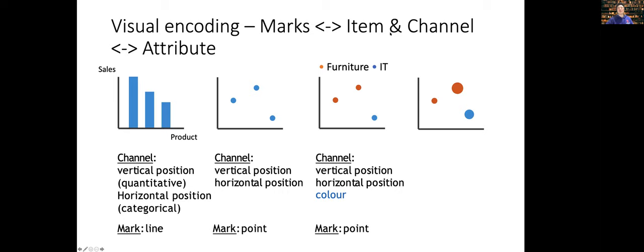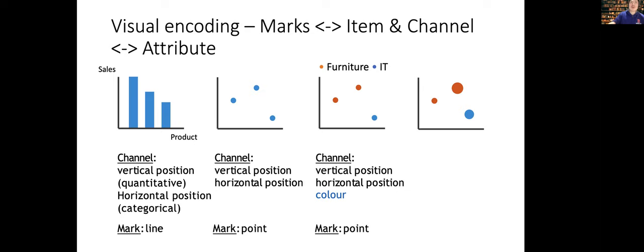I think we're getting there. We're almost there. And then what are the attributes being shown in this visualization? The size, sales and products. Sales, products, size, and the type, the furniture and IT. Okay. Here we again have to stick with the general idea.